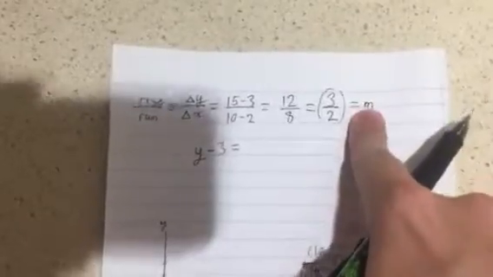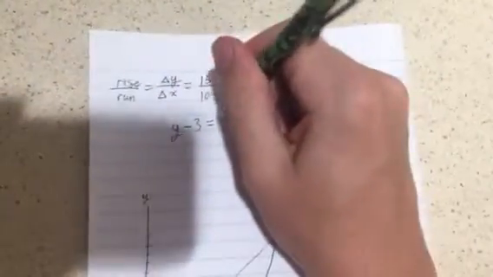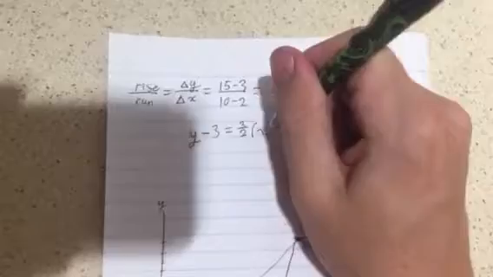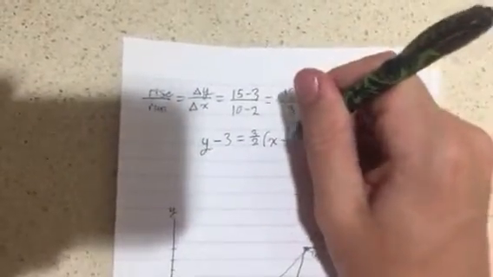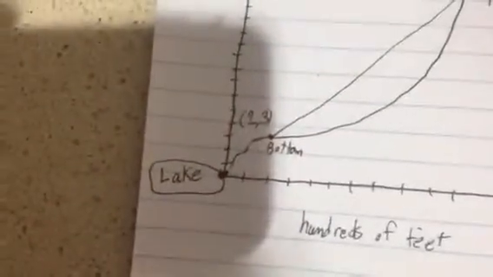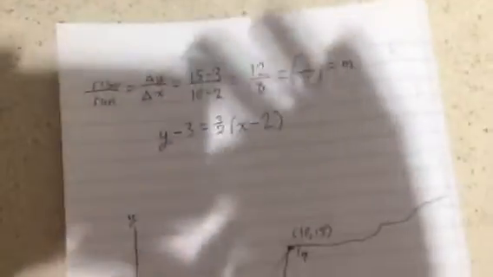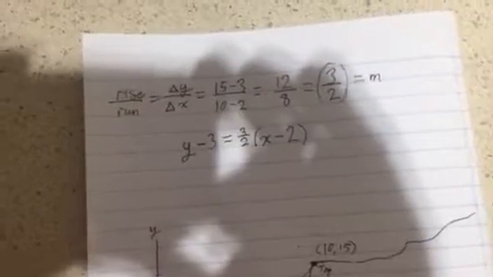I'm going to set that equal to m, which in this case is 3/2. Add our little parentheses here to show we're going to multiply that by our variable x, and this time we're going to take away the x value of the point we used earlier. So since we used a 3 here, we're going to have to use a 2 here, okay? So the point (2, 3) is represented in this equation. Awesome. So this is the equation of our line.